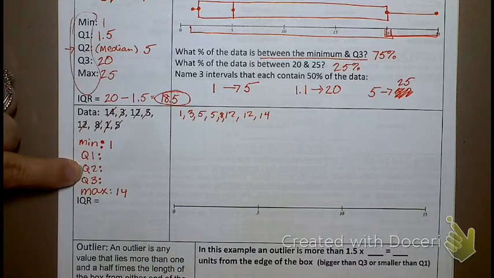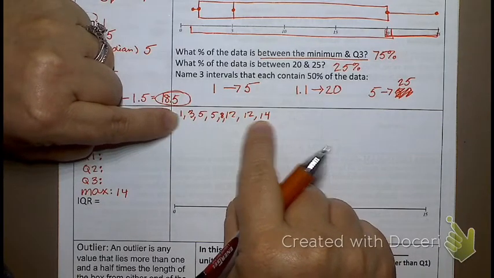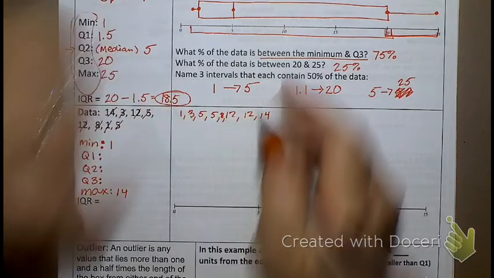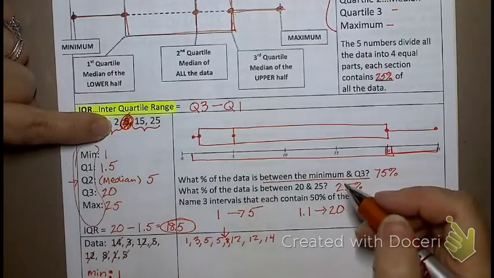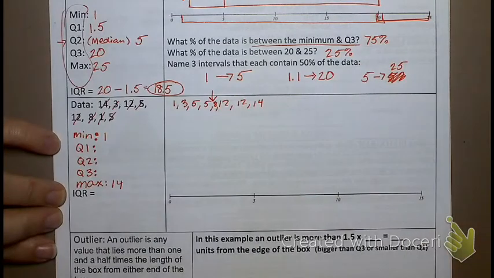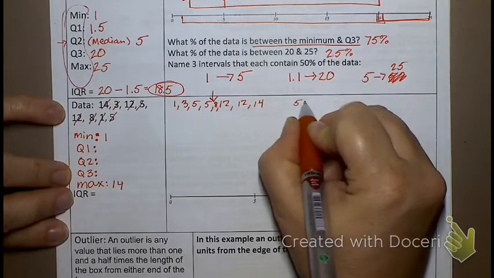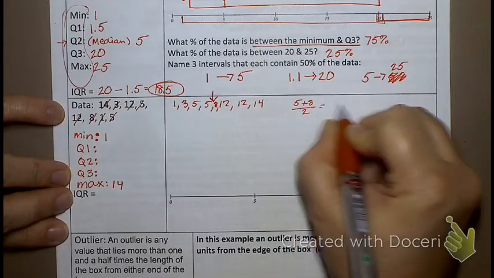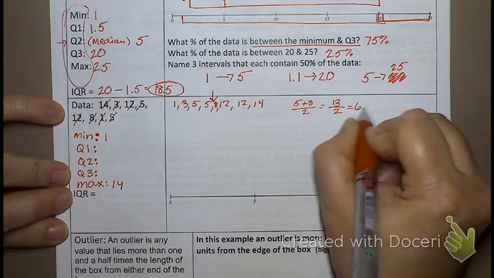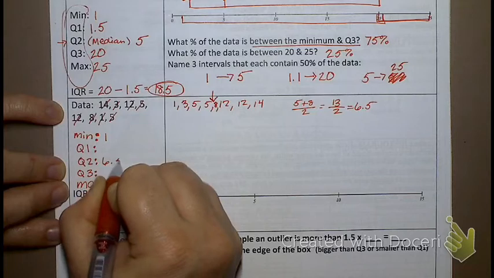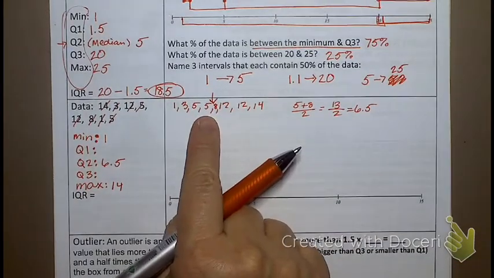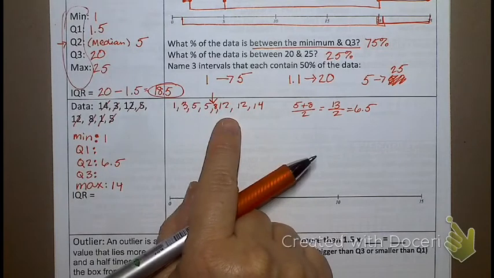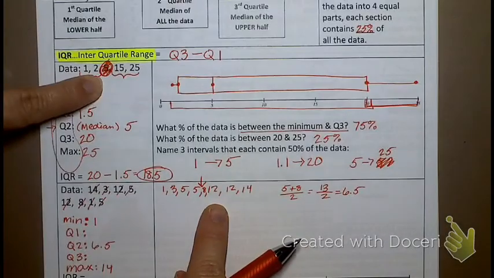So let's find Q2 because that's what? The median. So what is the median here? 14 and 1, 12 and 3, 12 and 5. It would be right here in the middle of 5 and 8, wouldn't it? Yes. So it's not on my list like this one was. What is halfway between 5 and 8? Well, if I don't know, take 5, add 8, and divide by 2. 6.5. So my Q2 is 6.5. Now, 6.5 is not on my list, correct? It's not actually a data point. Unlike up here where it was.